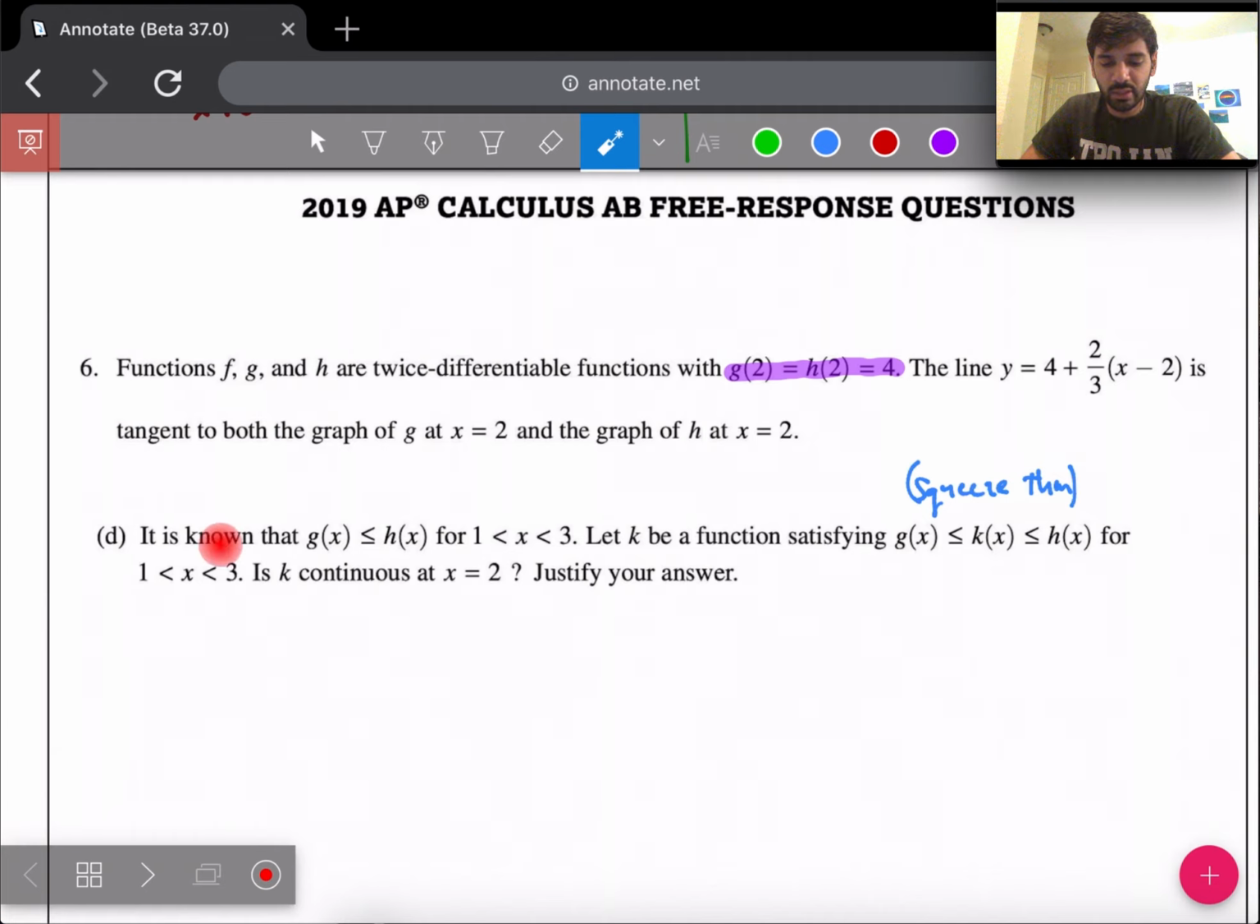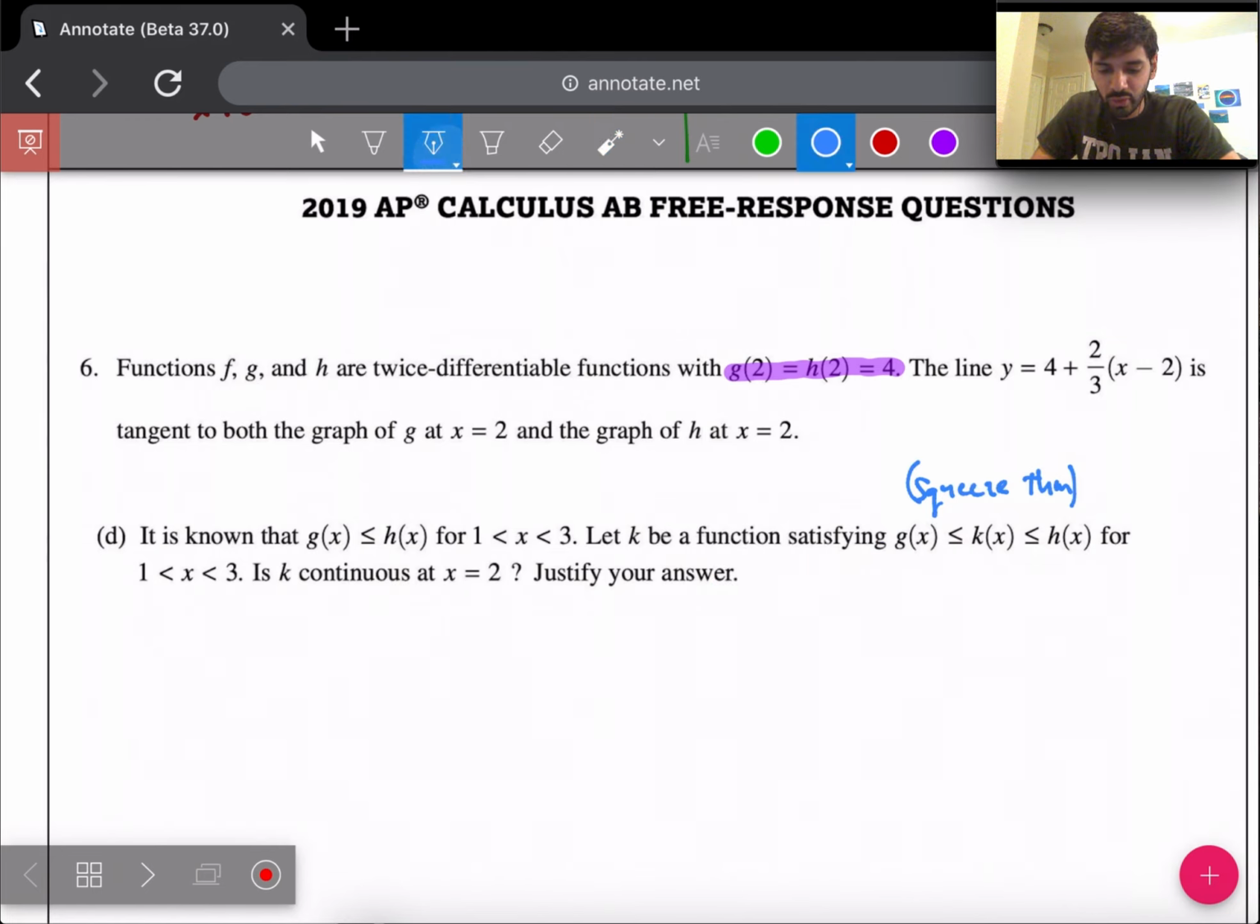Part D says it is known that g is less than or equal to h. And up here, I see g and h, and it tells us what's going on with g and h. Let k be a function. I don't see a k up here. K is a new function that the problem is introducing. Let k be a function satisfying that it's in between g and h. So we know g is always less than h, and now this problem is telling us k is in between them, in this interval from 1 to 3.